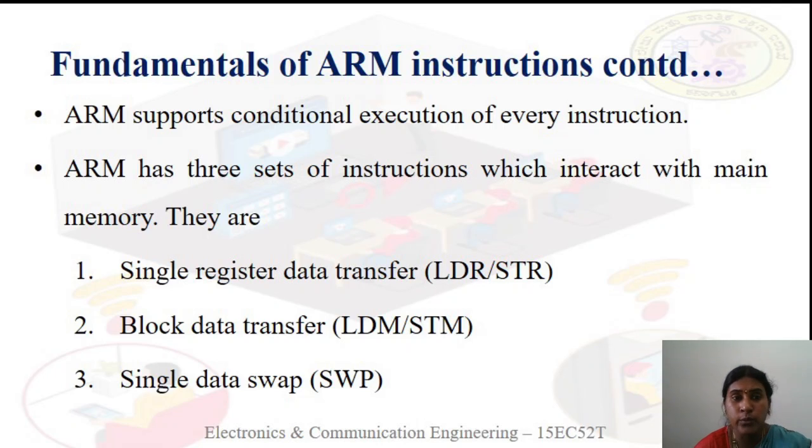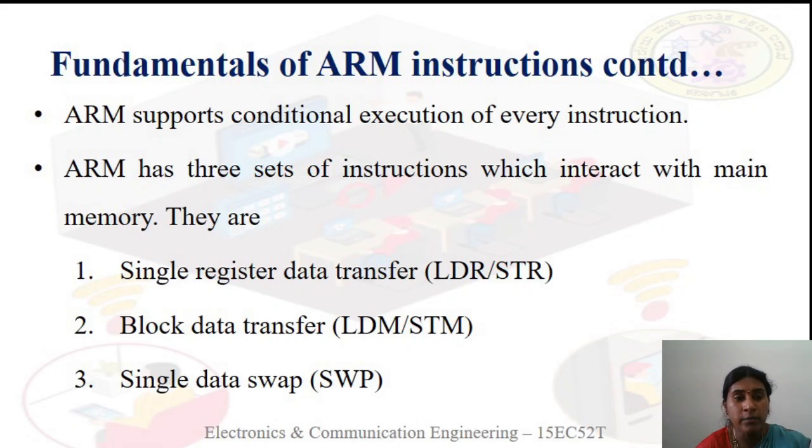The ARM supports conditional execution of every instruction. What do you mean by conditional execution? Conditional execution means you are telling an ARM to do some operation depending on the condition you are giving. It means you are giving a command to an ARM to do some instruction manipulation only when that condition is satisfied. That is called conditional execution. We will see that in detail in the next sessions.